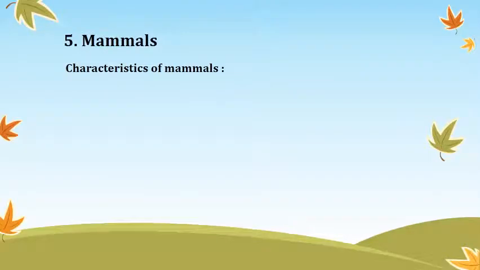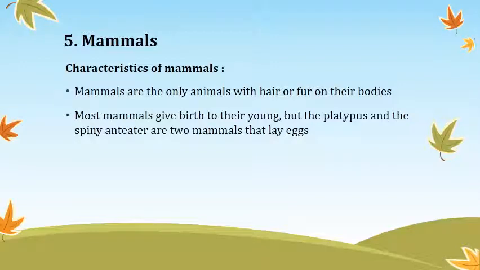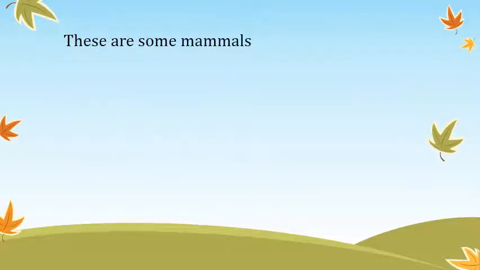Next, mammals. Characteristics of mammals. Mammals are the only animals with hair or fur on their bodies. Most mammals give birth to their young, but the platypus and the spiny anteater are two mammals that lay eggs. Mammals produce milk to feed their young. These are some mammals: monkey, cat, giraffe, deer, and zebra.